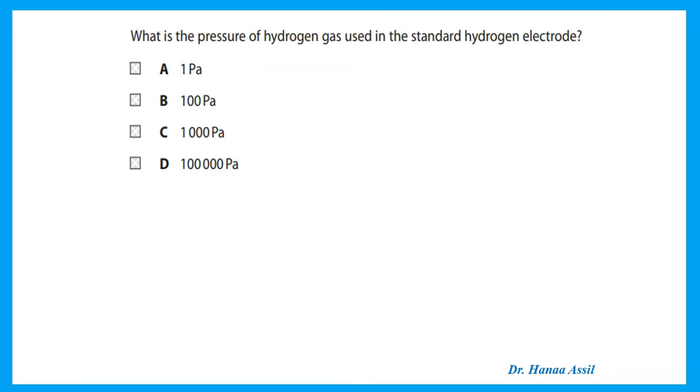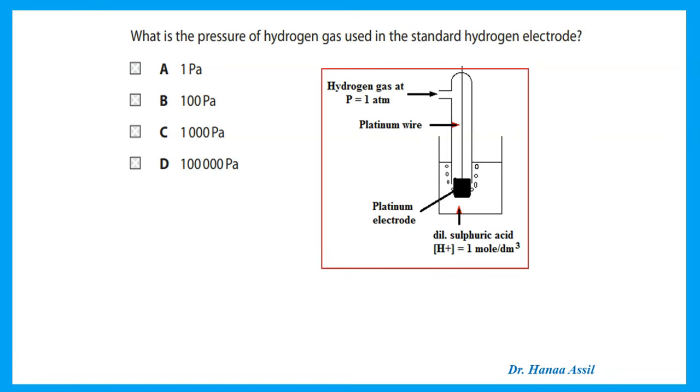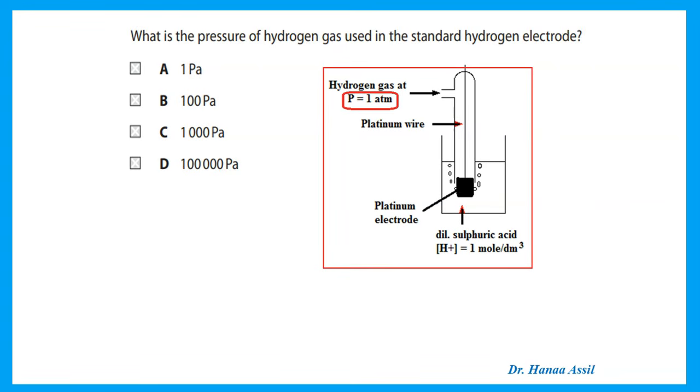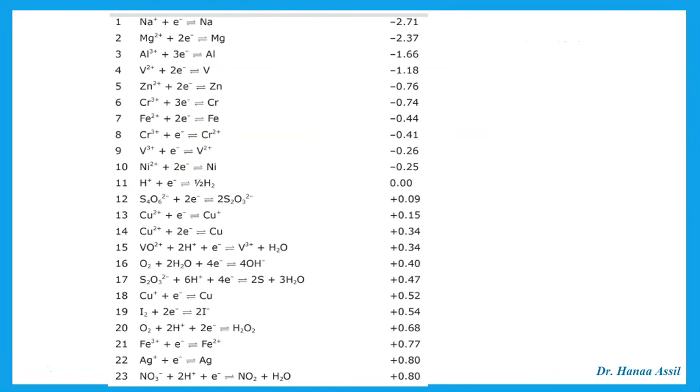What is the pressure of the hydrogen gas used in the standard hydrogen electrode? We said it is what? It is 1 atmosphere. Now, which of these is 1 atmosphere? You should know that 1 atmosphere is the same as 100 kilopascal, or sometimes we say 101 kilopascal, and that is the same as 100,000 pascal.